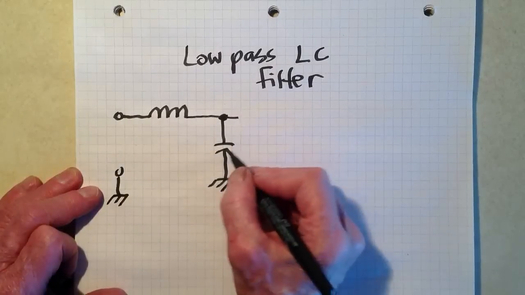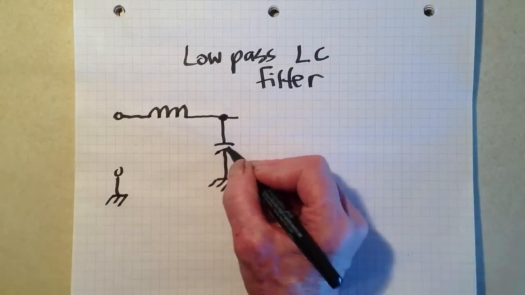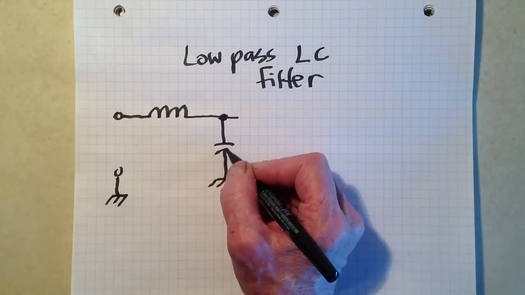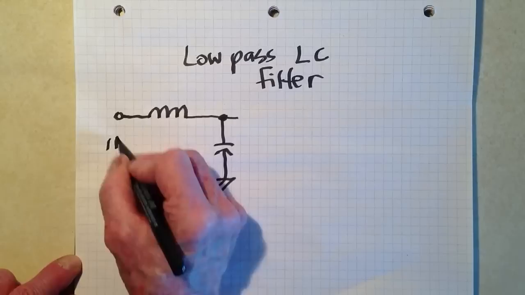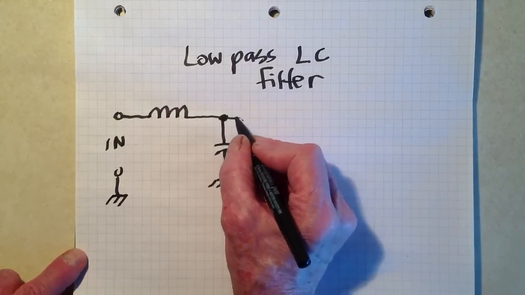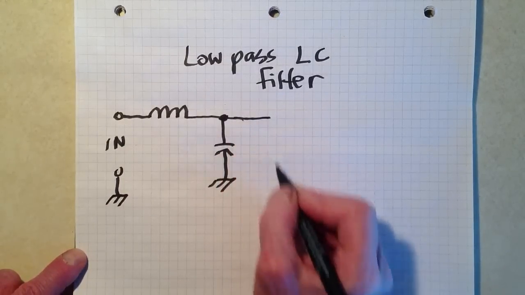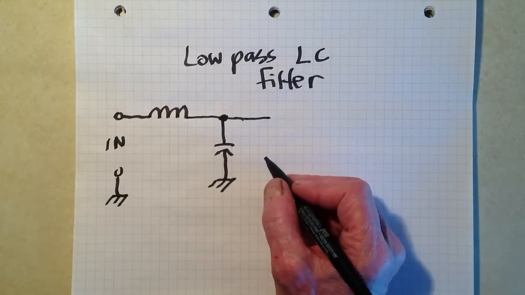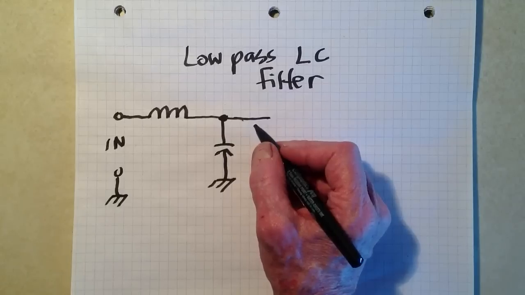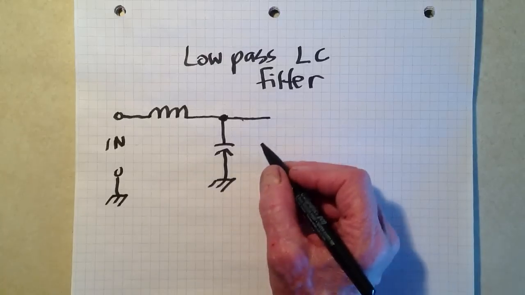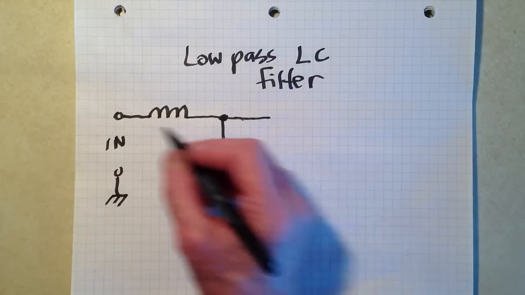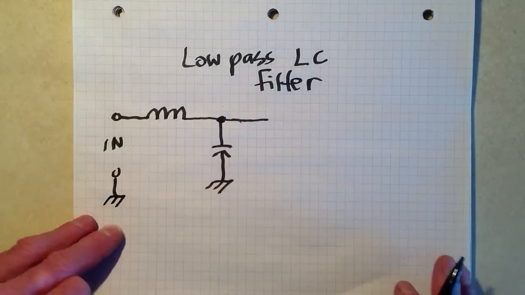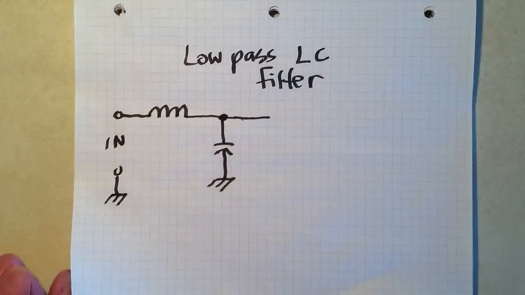Chassis ground symbol here. Note the curved line in the capacitor. The curved line in the capacitor symbol indicates the plate that should more nearly be connected to electrical ground. Here's our input, and then we take our output right here. Now I'm not going to finish this particular drawing yet because there are other low-pass filters. We can add more components to this circuit and make it work even better. Unfortunately, I've gotten ahead of myself and made it impossible to modify, so I'm going to have to draw it all over again for you, but I will do that.